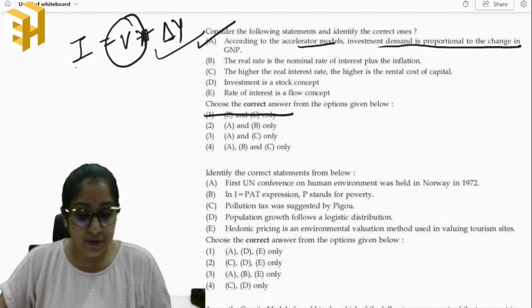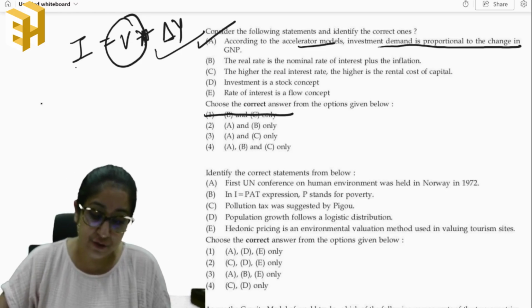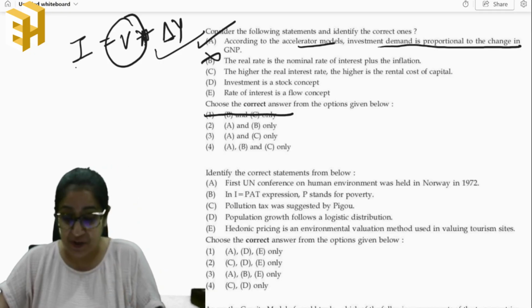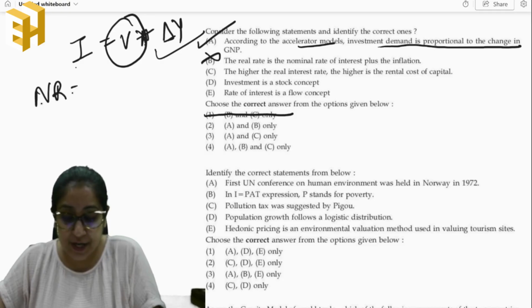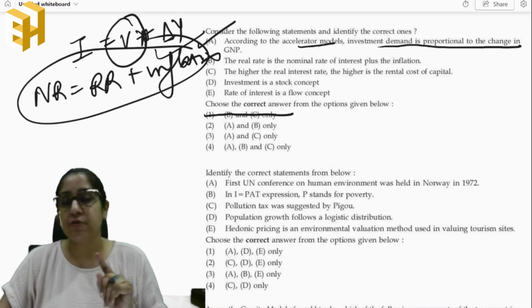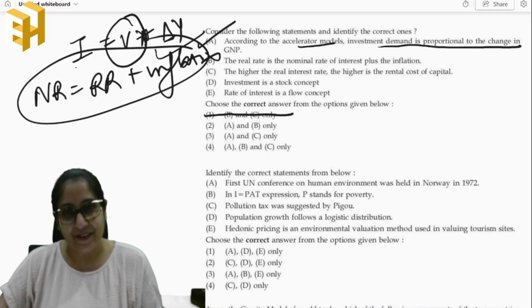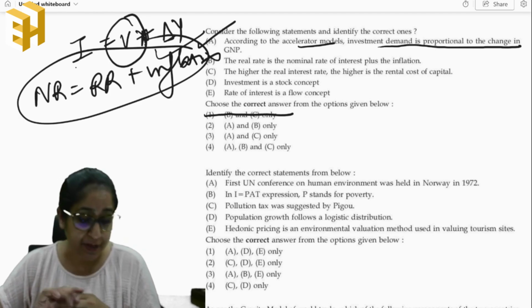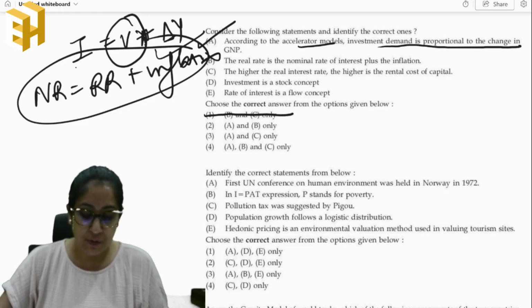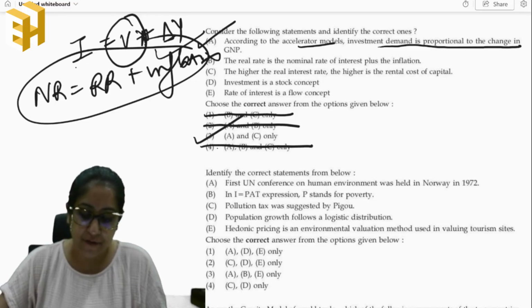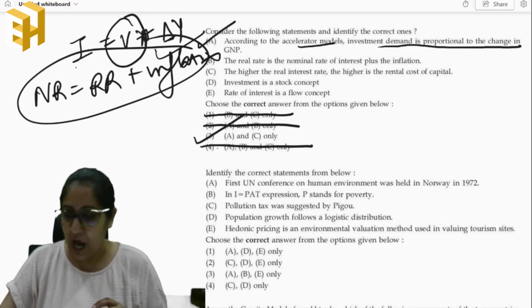Then, the real rate is the nominal rate of interest plus the inflation? No, it is rather the other way around, that your nominal rate is equal to real rate plus inflation. See, if you didn't know this concept, you could just go wrong easily. Okay, so that's what we have to avoid. We have to avoid such silly mistakes. Okay, so B is wrong. So with this, we can strike out option 2, we can strike out option 4, and we are left with option 3 as the right answer.